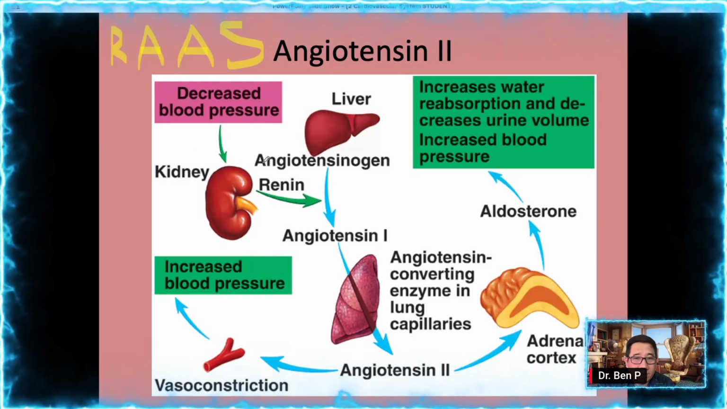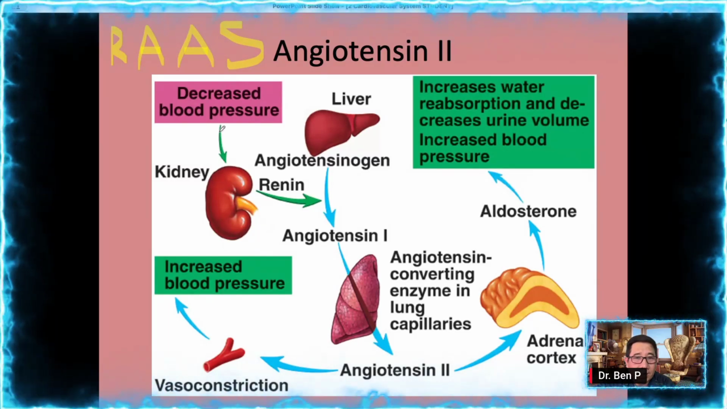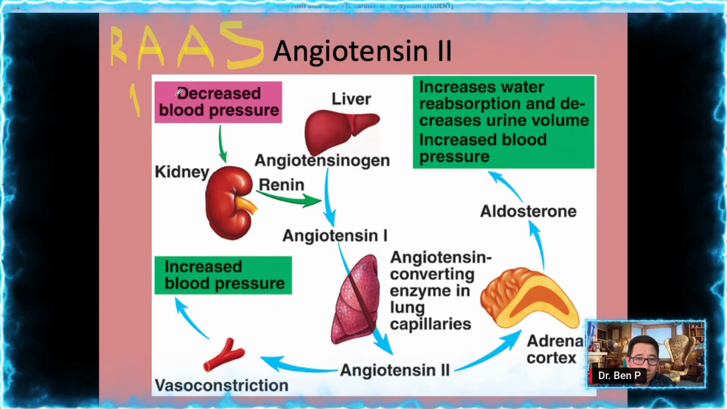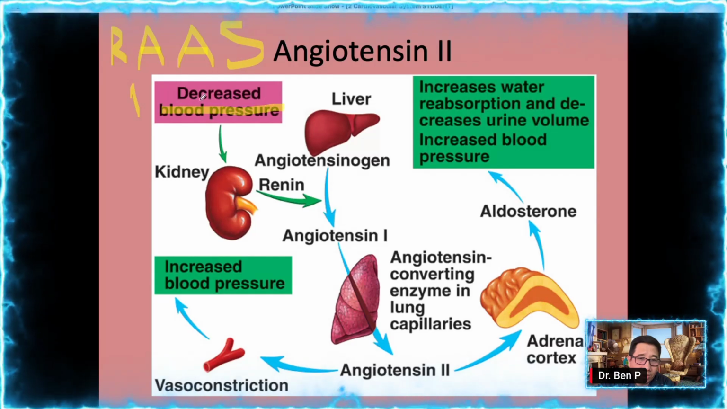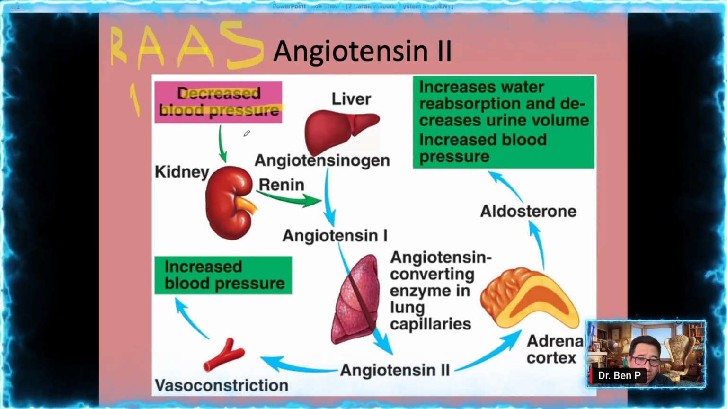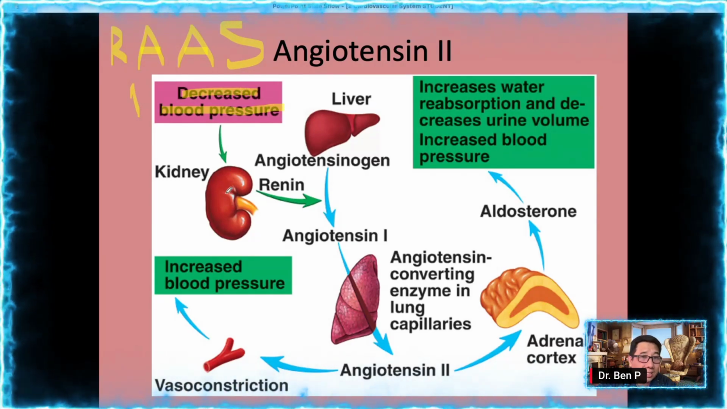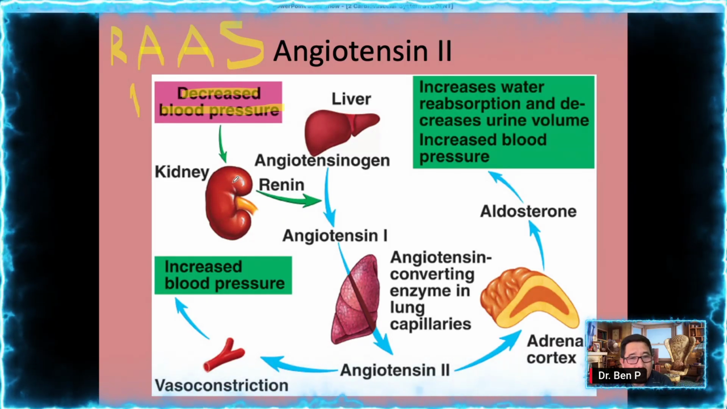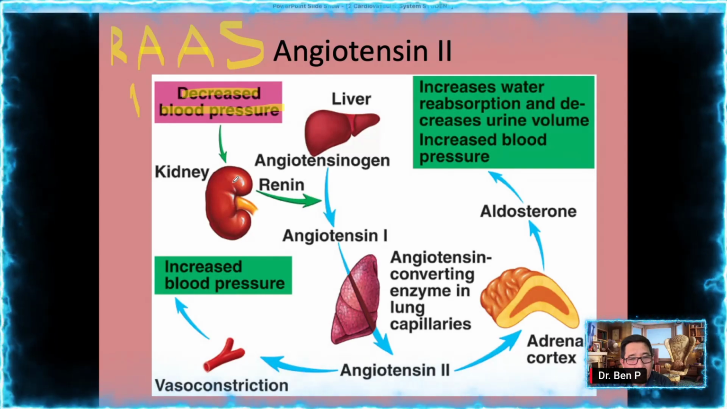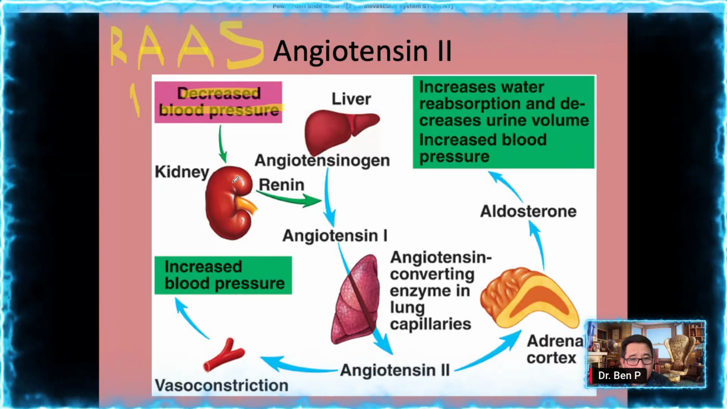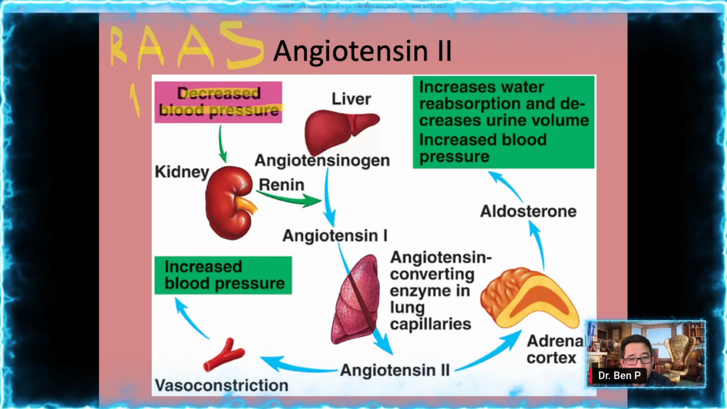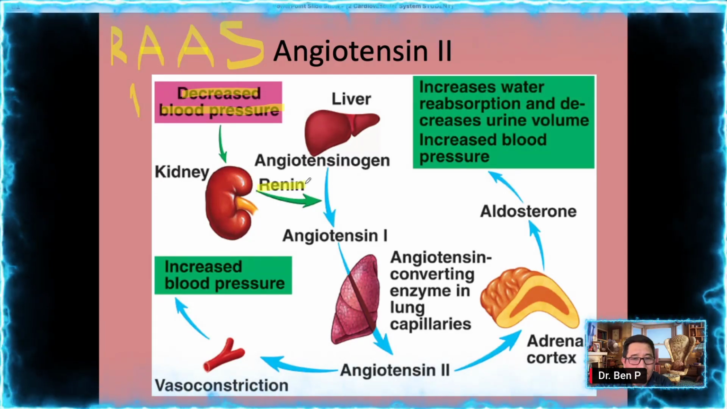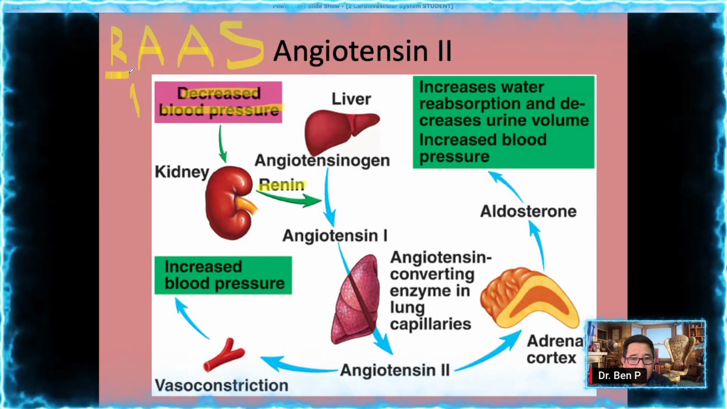Okay, so first thing that happens. Number one, you have a low blood pressure. Your body has a decrease in blood pressure. Your kidney detects it, in your glomerulus and your renal artery as well. Once it detects it, it secretes a hormone called renin. Renin, so the first R here.